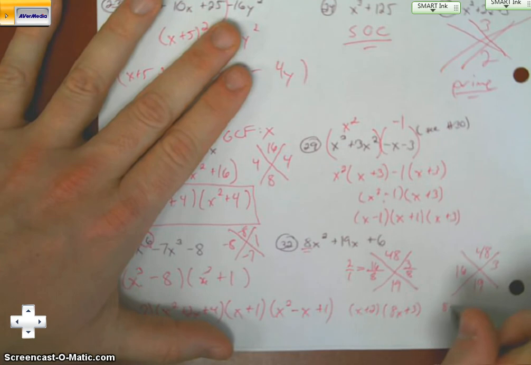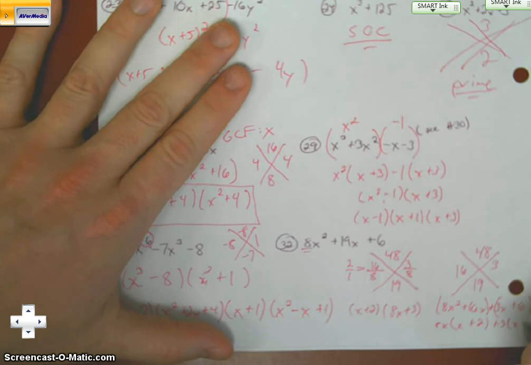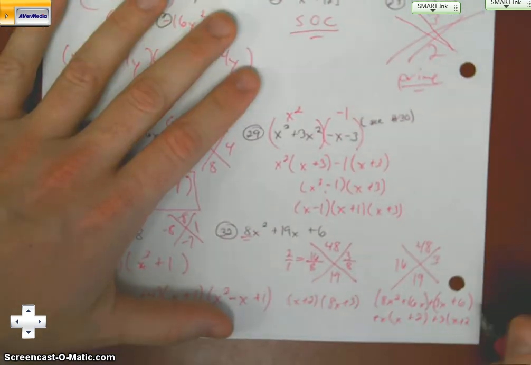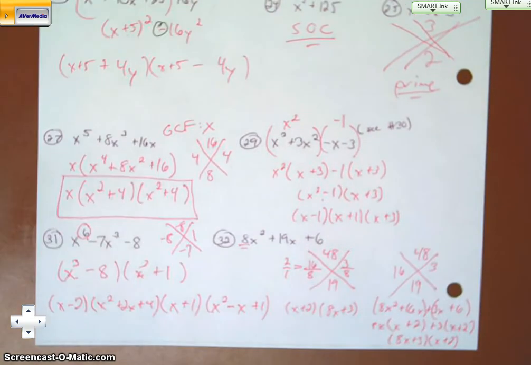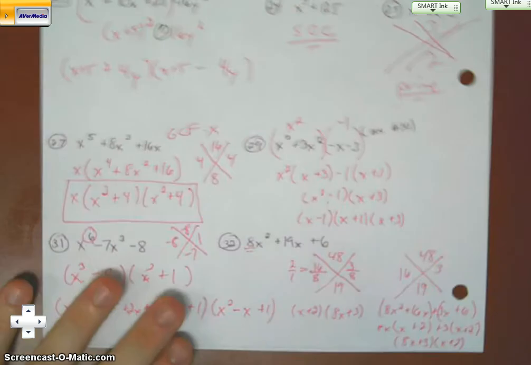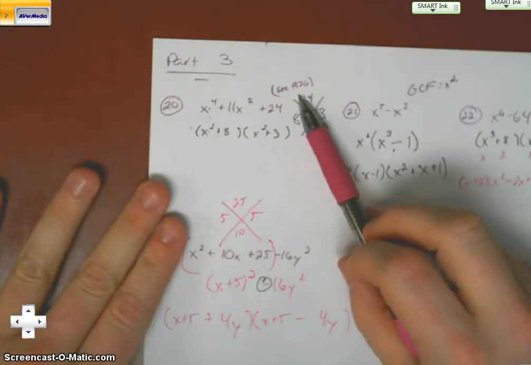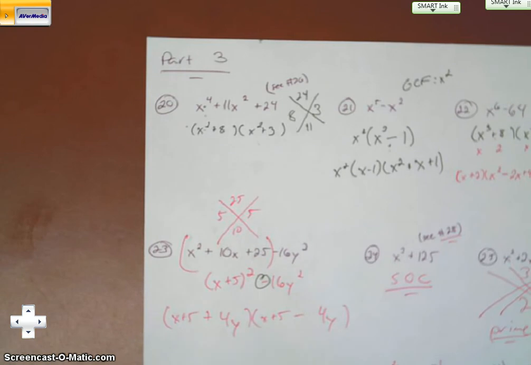Or you can do the whole rewrite part, and then factor by grouping. This is going to have an 8x, x plus 2. This is going to be 3, x plus 2. Guess what? They give me the same exact answer. FYI, I skipped number 26 because it's just like number 20. Moving on.